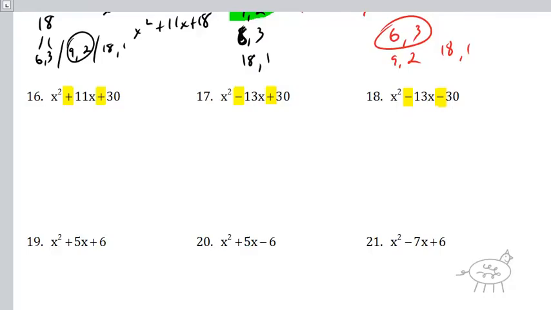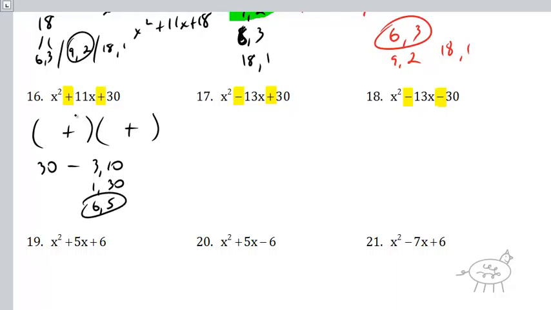Okay, number 16. Again, you're going to look at the signs, and I'm going to do plus plus. And then you're going to take your 30, and you can say, oh, that's 3 and 10, that's 1 and 30, that's 6 and 5. And guys, as soon as you find it, I see a 6 and a 5 here, it's got to be the same sign. So 6 and 5, and then x and x, and that's my answer, x plus 6, x plus 5. Okay, because remember, it has to multiply to give you 30 and add to give you 11. Always multiply to give you the last term and add to give you the middle term.